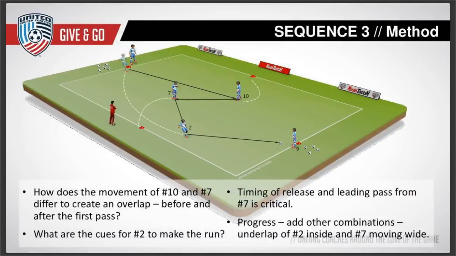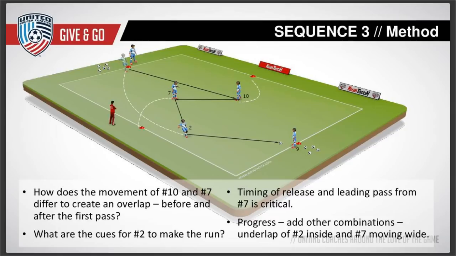In terms of methods here, a few things that we might want to consider. Firstly is, what are the visual cues that allow the number 2 to feel confident that an overlapping opportunity is on? Certainly if the number 7 takes a bad touch, or the combination between the 10 and the 7 doesn't work, the number 2 wouldn't just chase upfield, leaving the back exposed. So a good touch by both players is important.